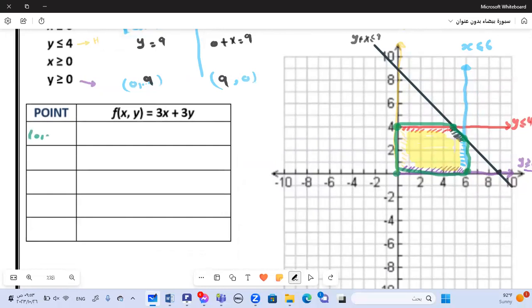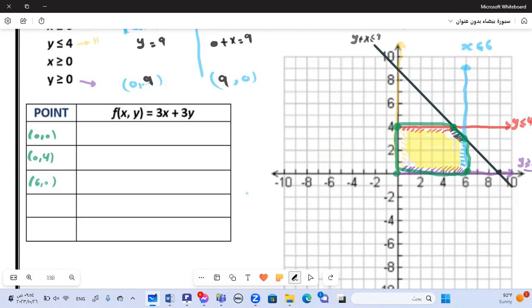0, 0. What else? 0, 4. And this point represents 6, 0, not 0, 6. 6, 0, not 0, 6. 6 on the x-axis and 0 on the y.